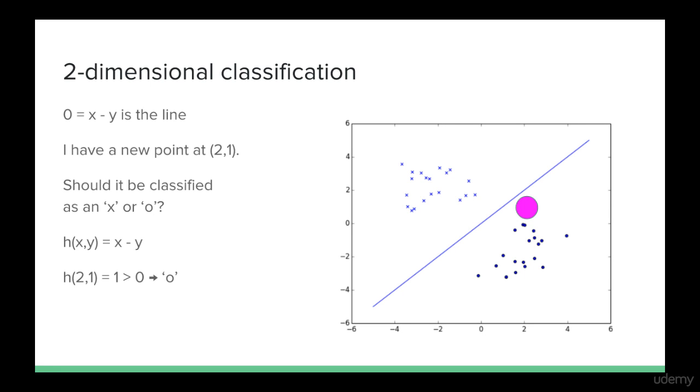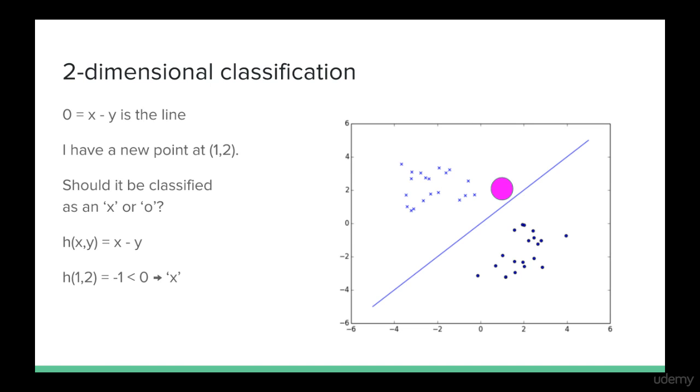So now let's say we have a test point at x equals 2 and y equals 1. If we plug that into x minus y, we get h equals +1, which is bigger than 0. Therefore, we should classify this new test point as an O.